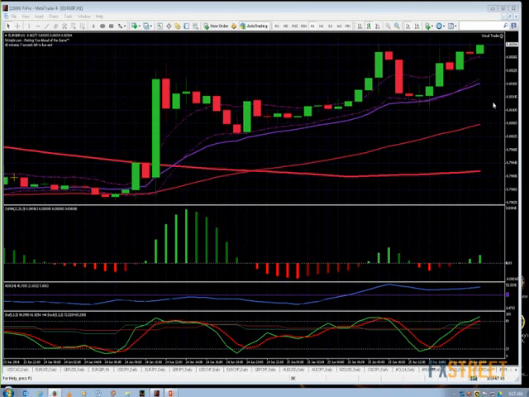You just drag lines around, and it adjusts your stop or your target. Or in the case of a pending order, what would trigger your entry.